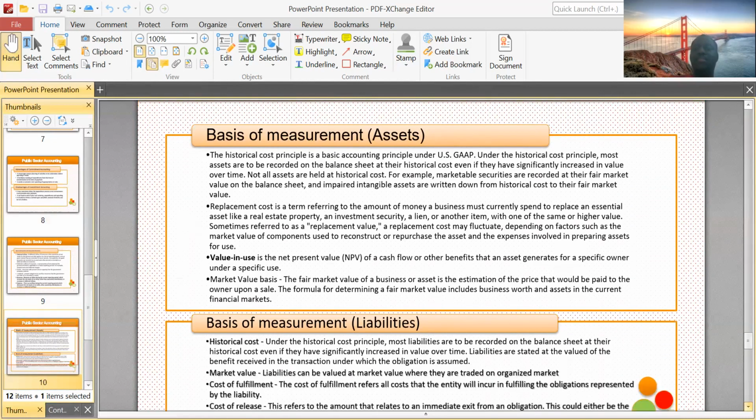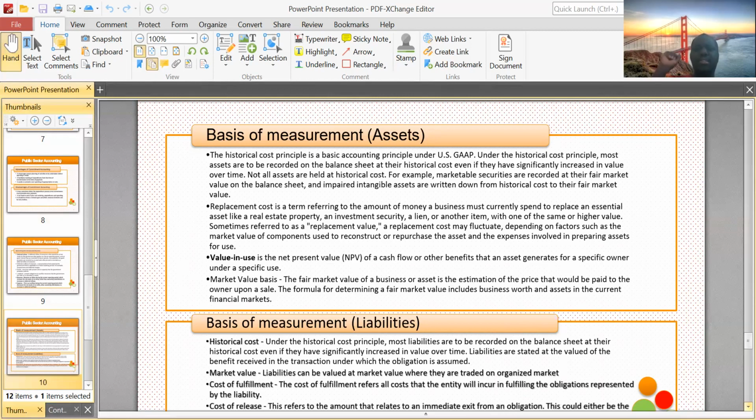Now let's talk about the basis of measurements, right? We said we'll talk about that in the objectives of this presentation. So the basis of measurement, let's look at assets. How do you measure assets? Number one is the historical cost principle, where you record assets at their historical costs, even if they have significantly increased over time. So when you go into the balance sheets, the items recorded there in the non-current assets, you see that, for example, plant, PP&E, property, plant, and equipment is recorded at historical cost.